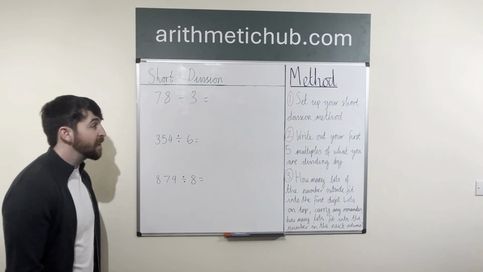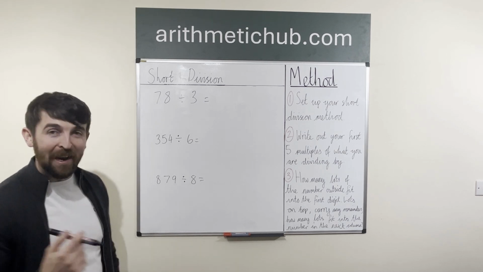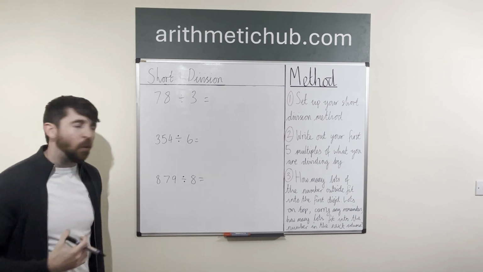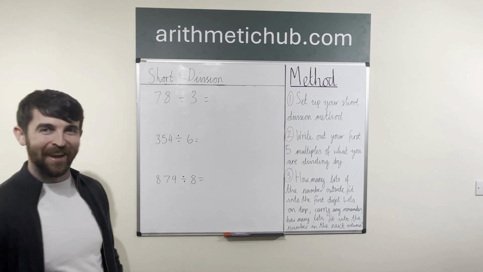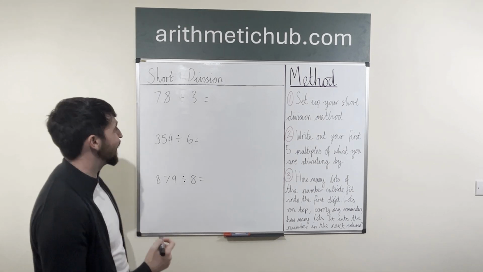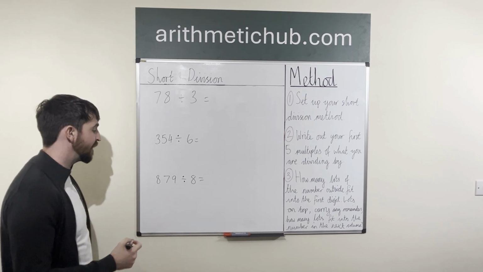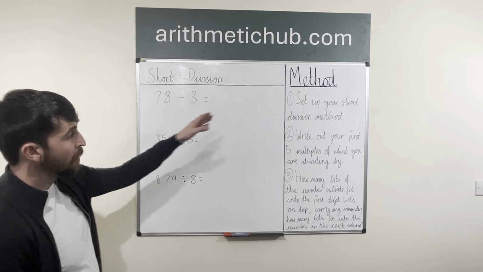Hi everyone, so today we're going to have a look at short division, the dreaded short division. We're going to look at how we can make it so that it's not quite so dreaded, because I know quite a lot of people see division like, ooh, no thanks. So let's have a little look at this. We've got 78 divided by 3, 354 divided by 6, and 879 divided by 8. Okay, so let's have a look at the method.